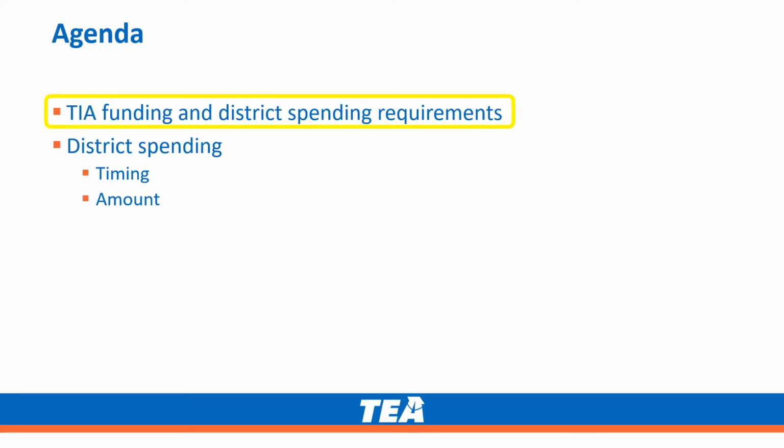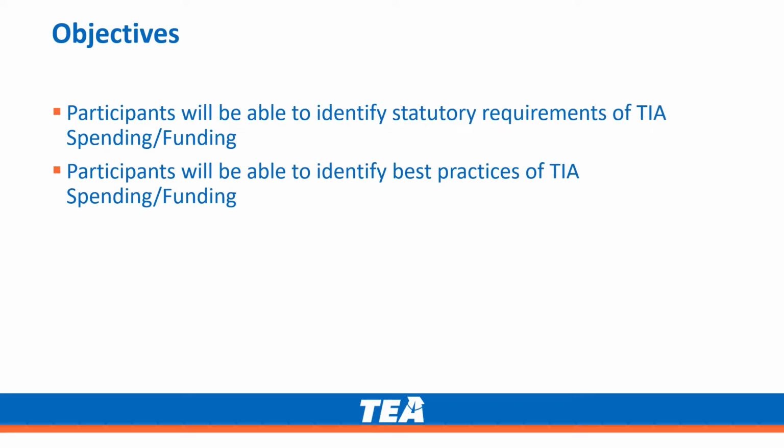In today's webinar, we will go over the Teacher Incentive Allotment State Funding and District Spending Requirements. Then we will go into two key decisions that districts need to consider when finalizing their spending plan. The goal of today's session will be that participants will be able to identify the statutory requirements of the Teacher Incentive Allotment Spending and Funding, as well as identify the best practices around TIA spending and funding.